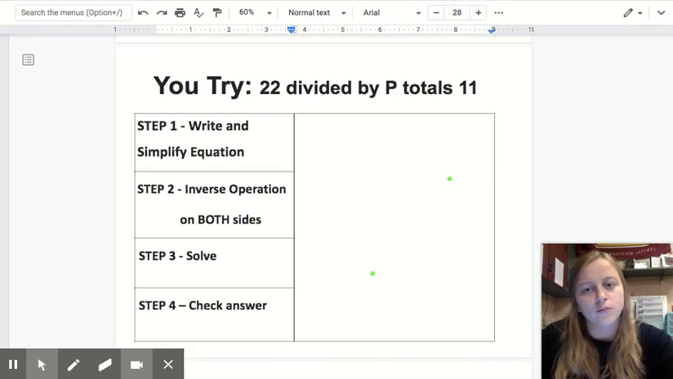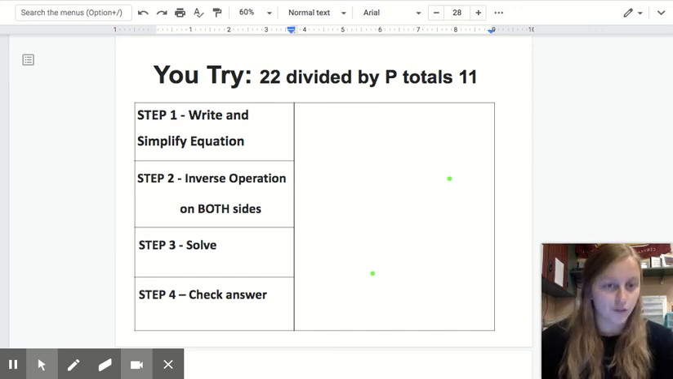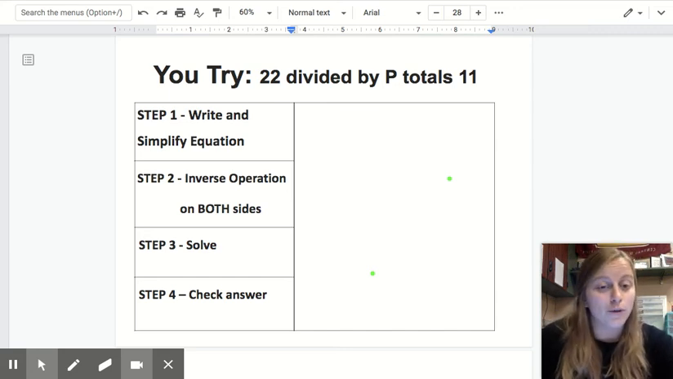Go ahead and you try this one. First, you have to write an equation, and then you have to solve it. Try it in your notebook. We'll pause the video.